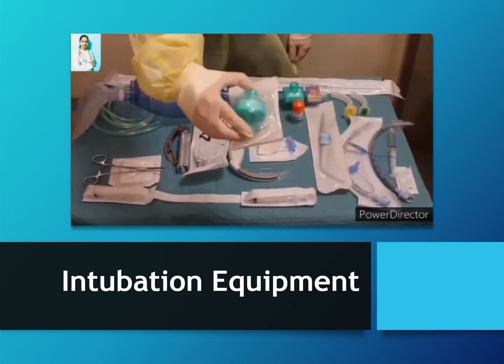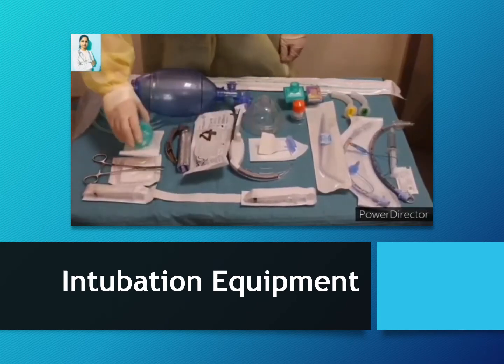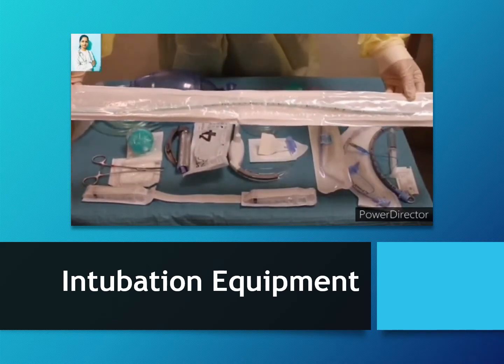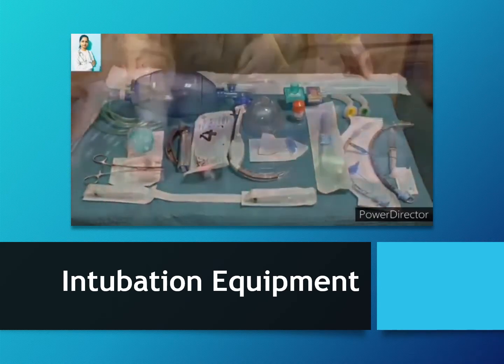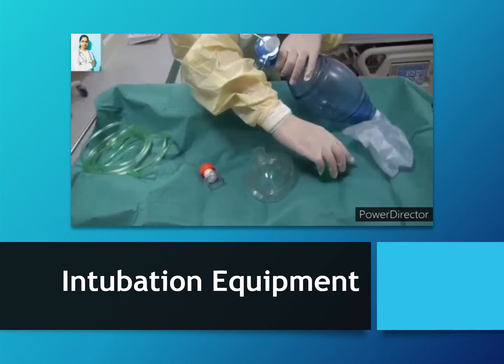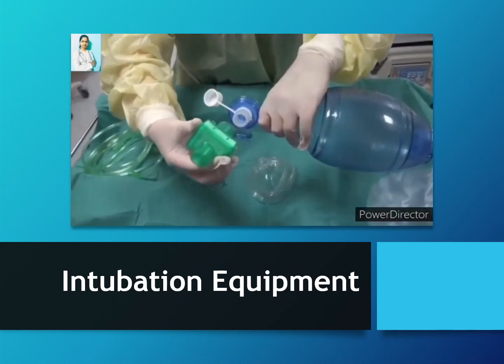And this one is the heat and moisture exchanger. And this one is the bougie, which provides a guide over the ET tube. Now we can see a very important item, which is the bag valve mask, with the oxygen tubing.